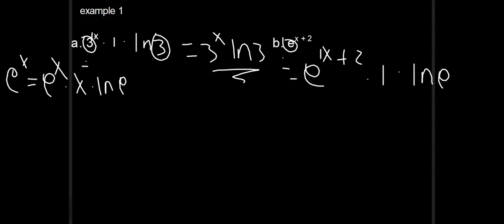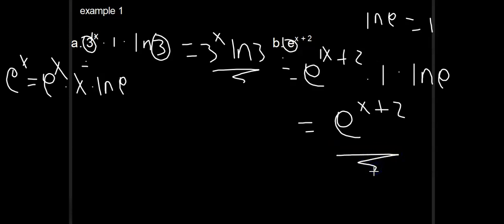And as I told you before, ln e is always equal to 1. So we don't have to write ln e. So for that reason, my last answer will be e to the x plus 2 times 1, which is e to the x plus 2. So this will be your last answer. This is all you have to do when you get this type of example.